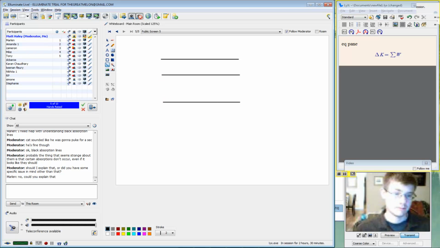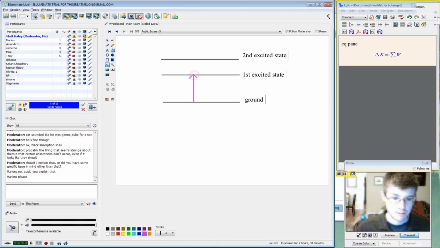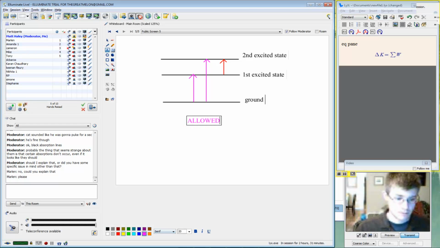In this question, a student asked about black absorption lines. Why is it that you don't get a black line for all the possible transitions between states? So I just drew 3 lines here, and then I used the text tool in Elluminate, and then I drew 3 transitions. I used a different color, notice, to draw the red transition, which is not allowed. Sometimes it's good to color your text also, so you'll see what I did with text color here.